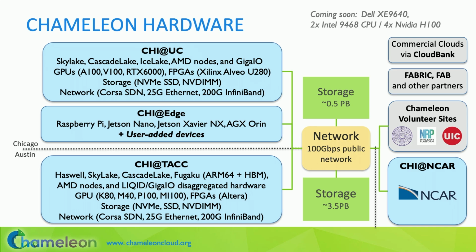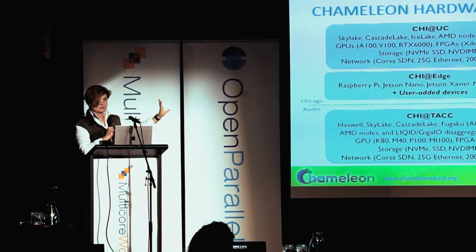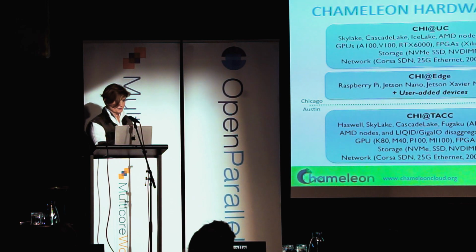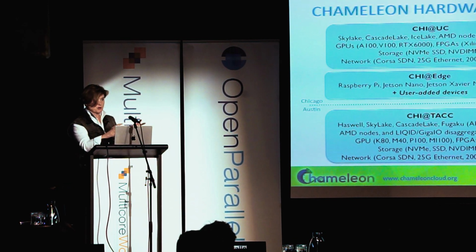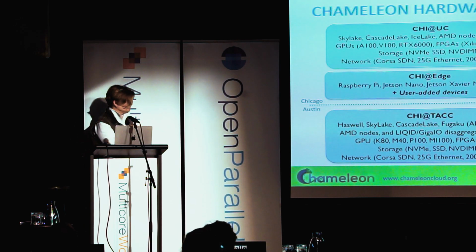A few years ago, we developed something called CHI@Edge, which stands for Chameleon Infrastructure at Edge, that allows you to add edge resources. So single board computers like Raspberry Pis or Nanos into the system and do computation in the edge to cloud continuum. And I'll switch to that shortly.